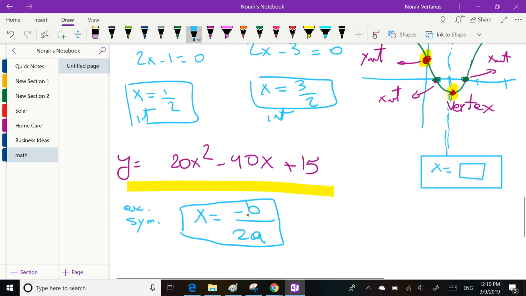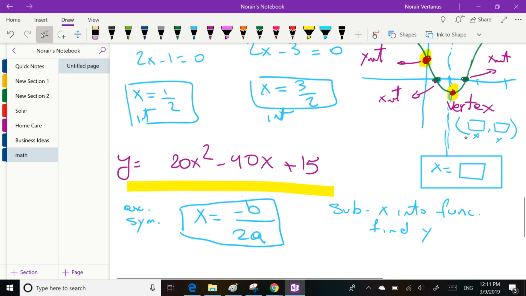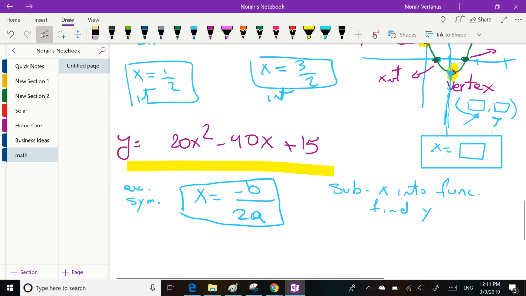When you find x, then substitute x into the function, find y. Because the vertex has x and y, an x value and a y value. We want to find this x and y value. So you're going to find x. This axis of symmetry that I was talking about is the same x value for the vertex. And then the y value. x equals negative b over 2a.